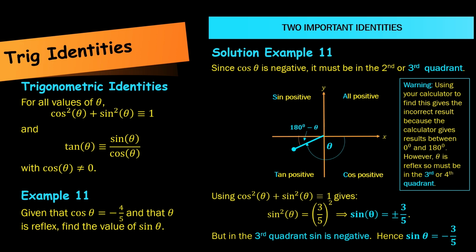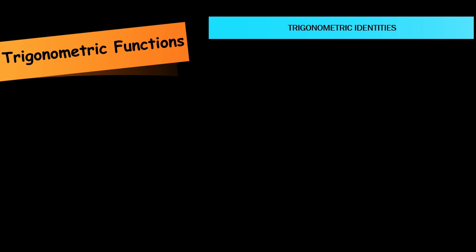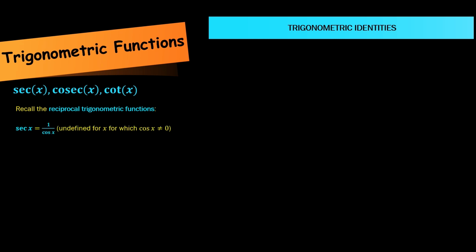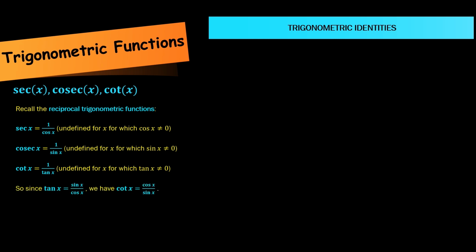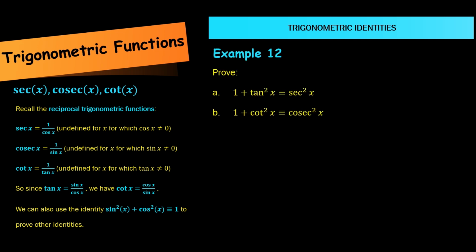We are now going to prove some more identities. Let's begin by recalling the reciprocal trigonometric functions. Sec equals 1 over cos, cosec equals 1 over sine, and cot equals 1 over tan. Remember that also we have that tan equals sine over cos, which implies that cot equals cos over sine. We can also use the identity sine squared plus cos squared is identical to 1 to prove other identities. We're going to do this in the first example.